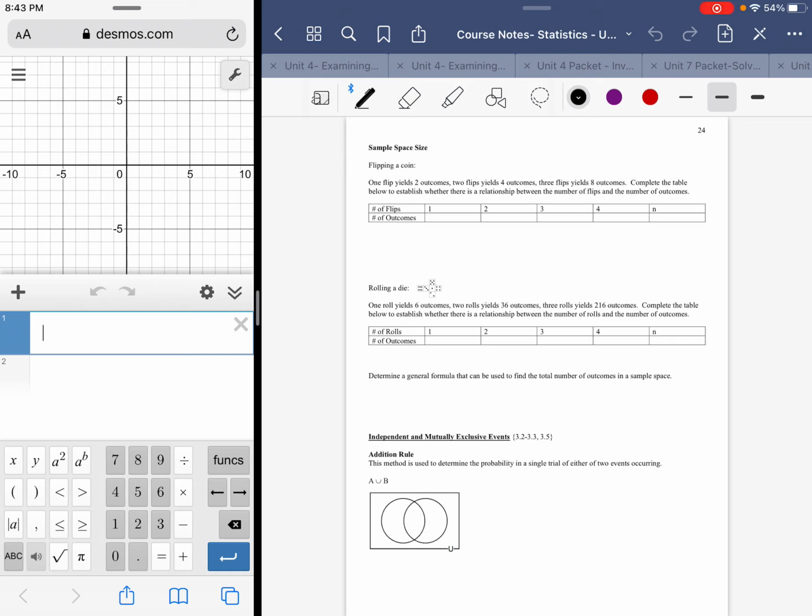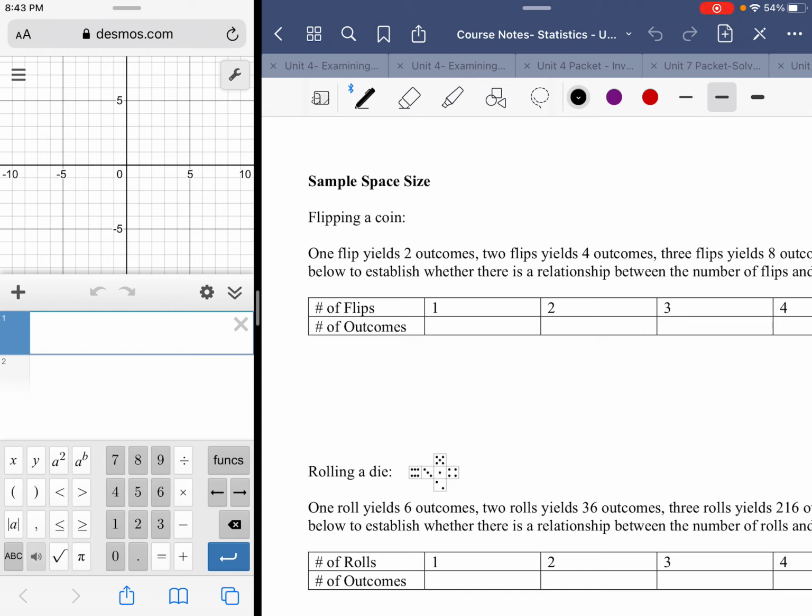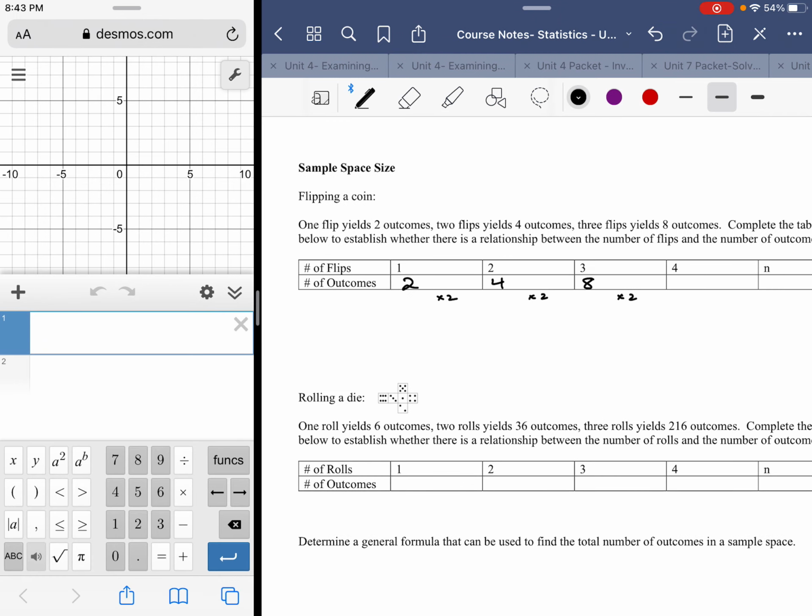So flipping a coin, for example, we know that one flip gives 2 outcomes, 2 flips gives 4 outcomes, 3 gives 8. That's all on page 22. Complete the table below. Well, okay, so I got that. Number of outcomes, 2, 4, 8. It looks like the relationship here is that we're multiplying by 2. So logically, to overuse a term, the next one would be 16, or at least it follows that the next one would be 16 if we're doubling.